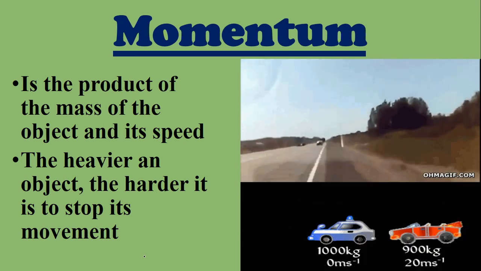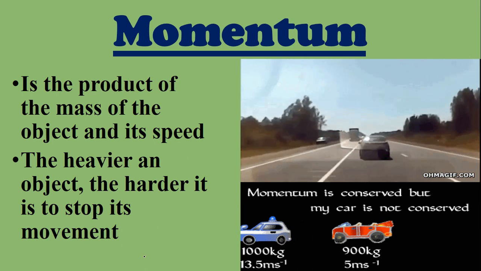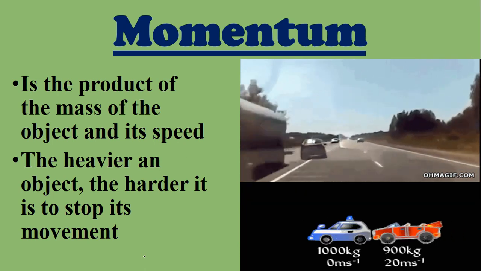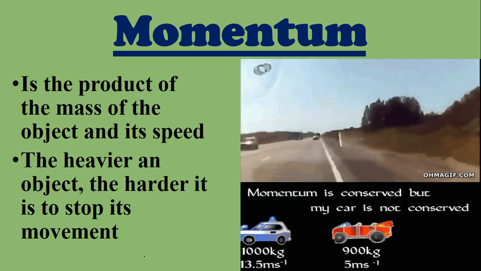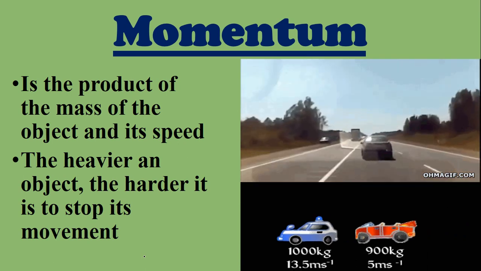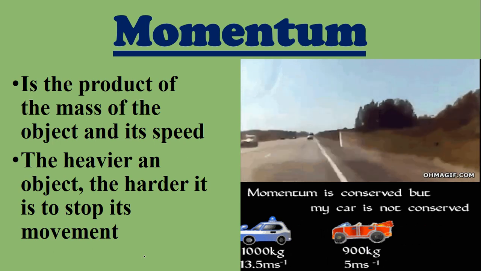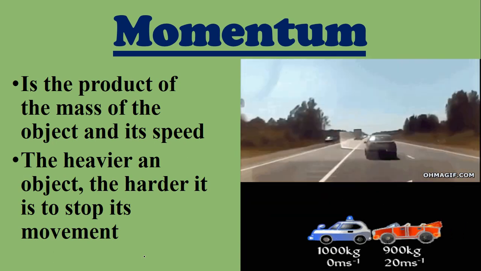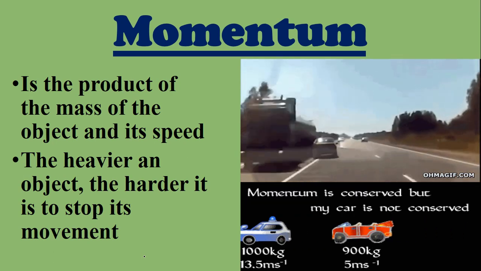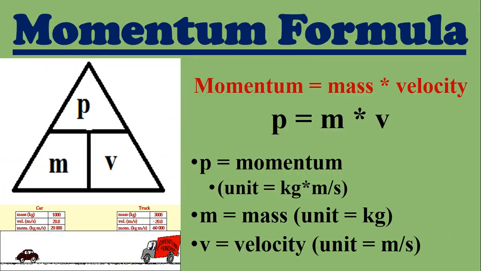Now, in a sense, for momentum, the heavier an object, the harder it is to stop its movement. If anyone has ever played football, or watched football, this is one of the reasons why you have those big guys protecting the quarterback, because they're harder to move because of their weight or their mass. So the momentum formula, algebraically, is momentum equals mass times velocity, or lowercase p equals lowercase m times lowercase v.